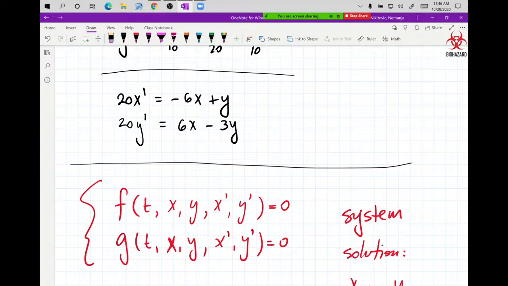Now, there are other methods in solving this. So when you have a second derivative lurking around, you need to have three equations, and then you would be able to solve. I mean, we'll see how these things develop over time.